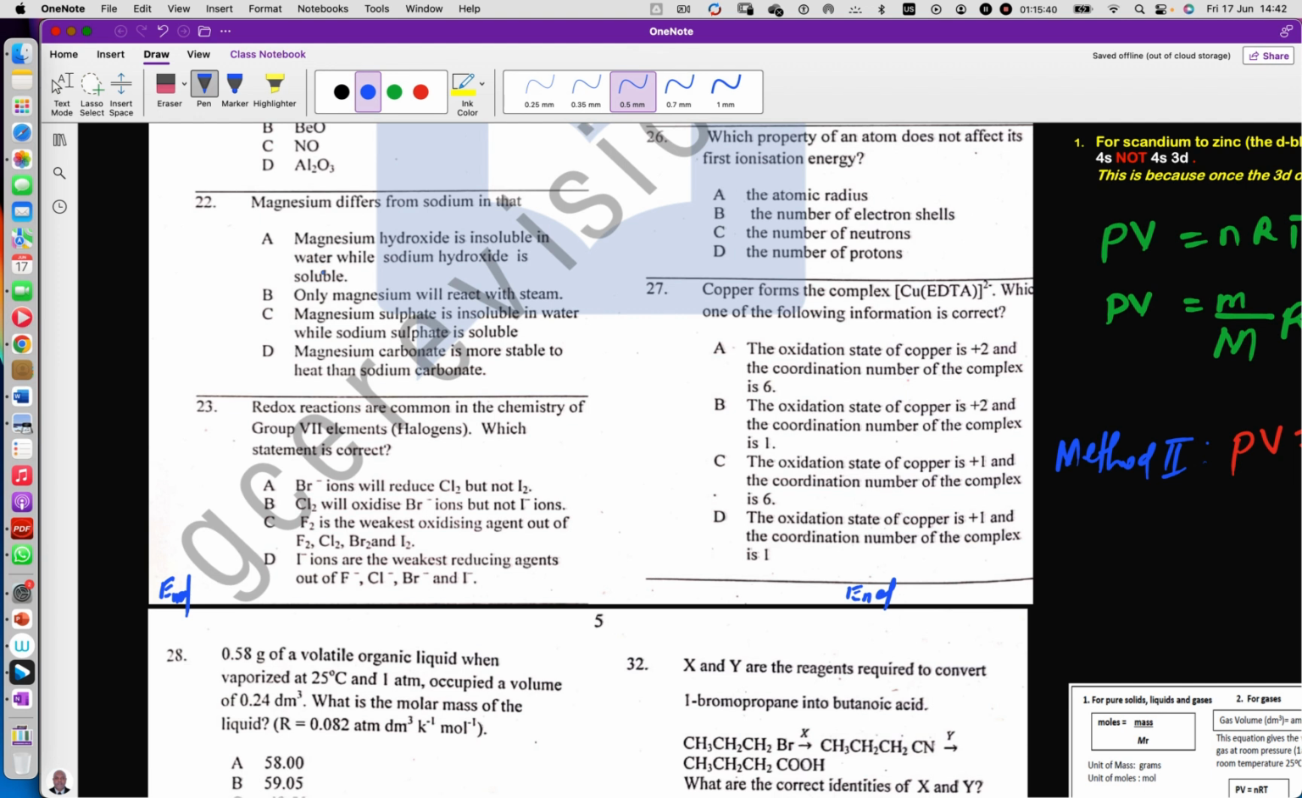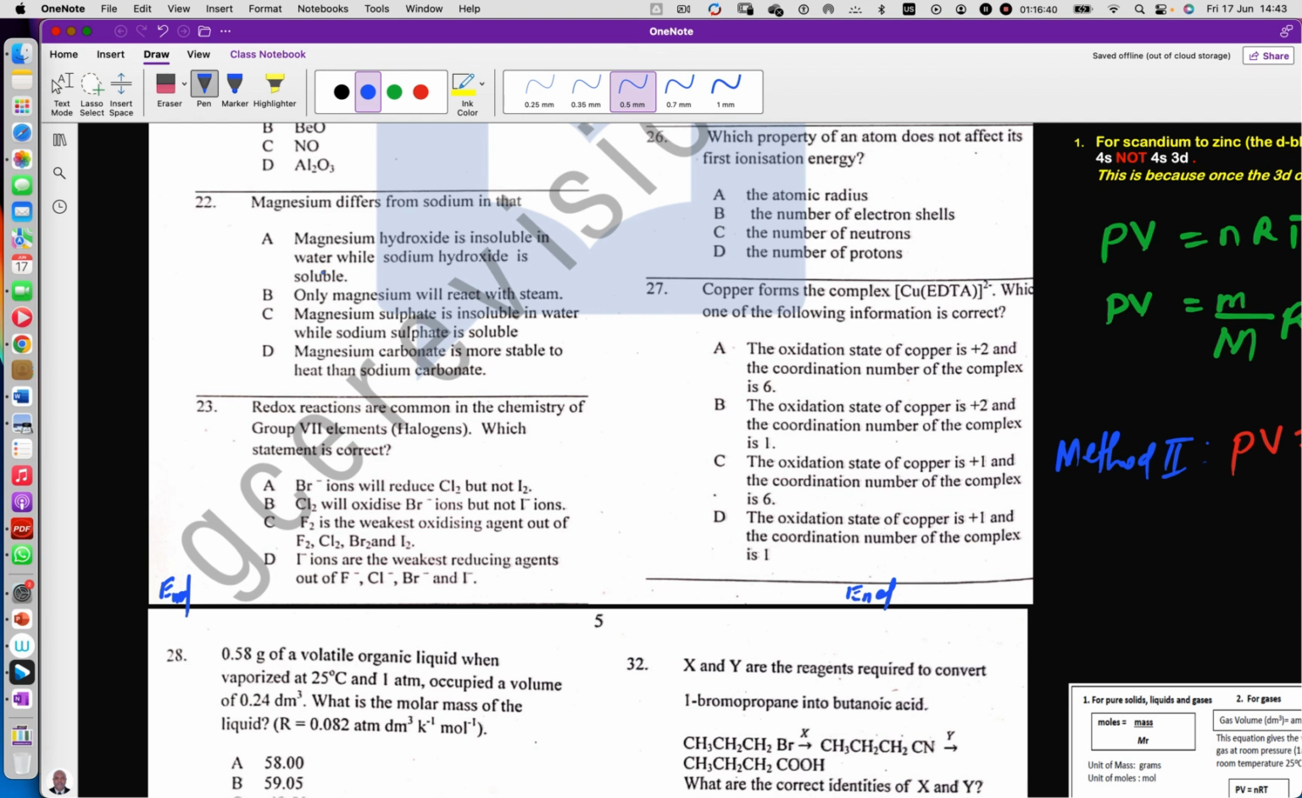There's something you have to know about redox in group 7. Let me just brief you before we go to the answers. It should be remembered that oxidizing ability, or the ability to gain electrons, decreases down the group. Fluorine is the most electronegative, with the highest oxidizing ability, followed by chlorine, bromine, iodine, astatine. The oxidizing ability decreases down the group.